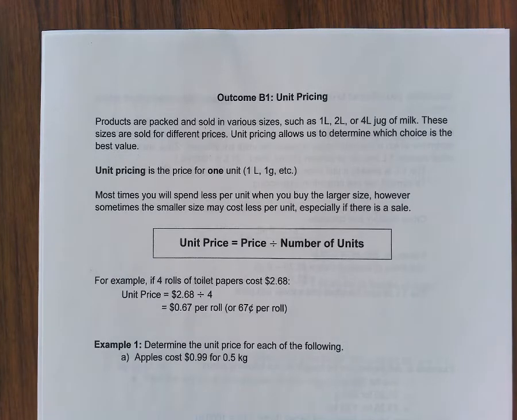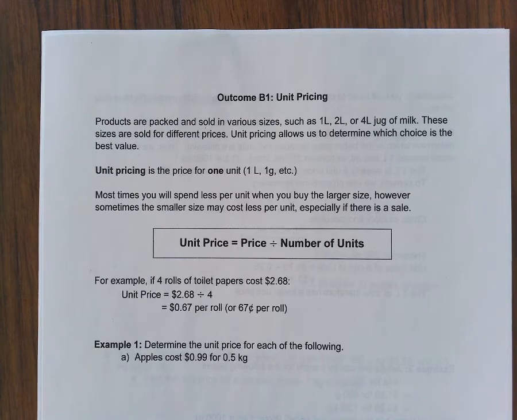So unit pricing is calculating the price for one unit of something. For example, if you wanted to compare the cost of a can of Pepsi compared to a 2-liter bottle of Pepsi, you could calculate the unit price for 1 liter of each quantity. That would allow you to compare which one might be the better deal.